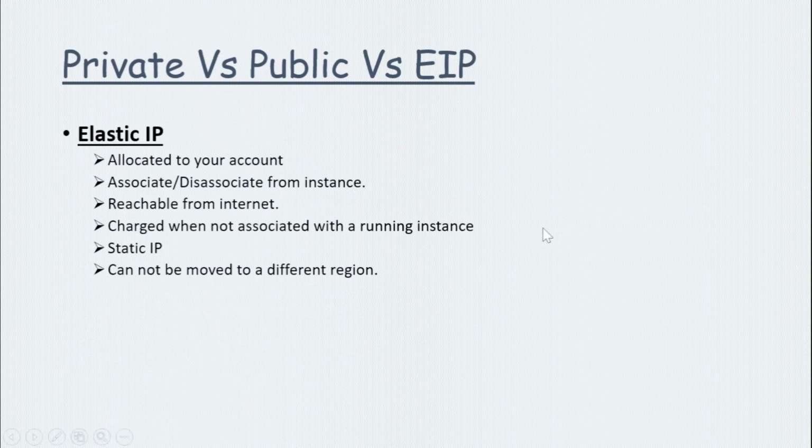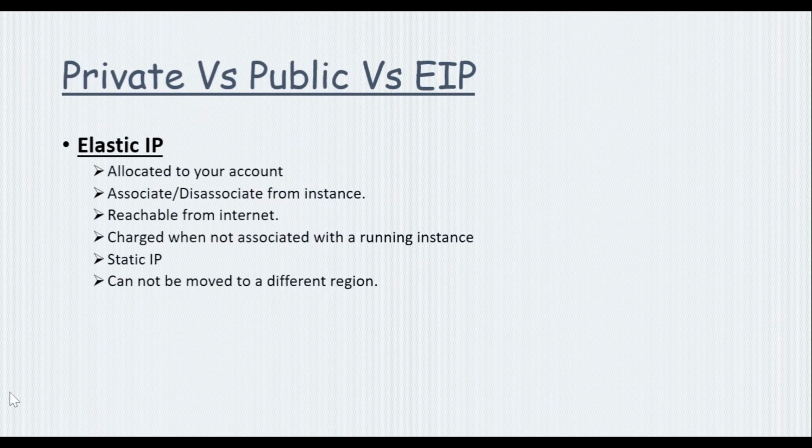Elastic IP, these are associated to your account and these are static IPs. And just like public IP, they are reachable from internet. You can associate and dissociate these IPs from instances, and these remain attached to a region. You cannot move an elastic IP from one region to another. And one most important point is that you will be charged for an elastic IP when it is not attached to a running instance. So now let's go to the demo and we'll cover some of the points in practical.